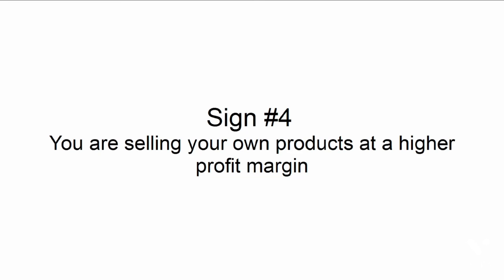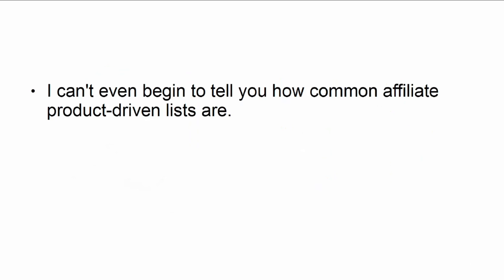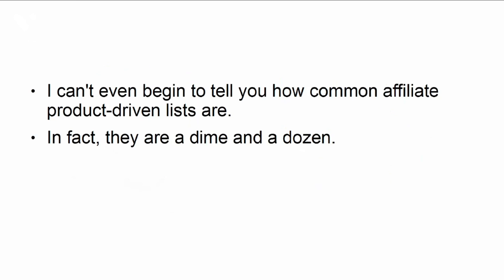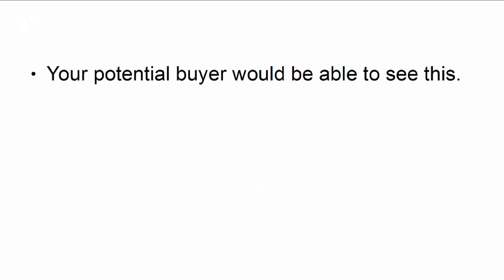Sign number 4. You are selling your own products at a higher profit margin. If you have taken the time to actually sell your own products, this makes your list very distinctive. I can't even begin to tell you how common affiliate product-driven lists are. In fact, they're a dime a dozen. However, if you were to sell mostly your own products on your list, your property will stand out from the crowd. Your potential buyer would be able to see this.